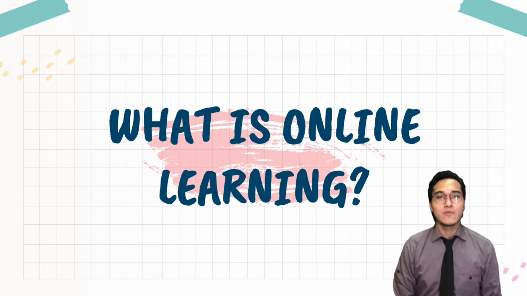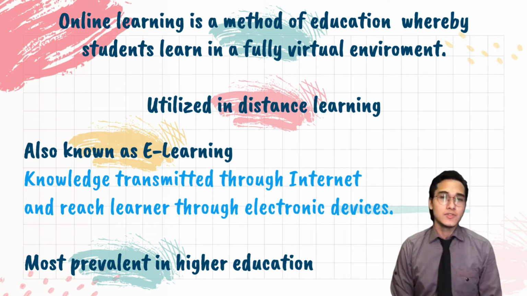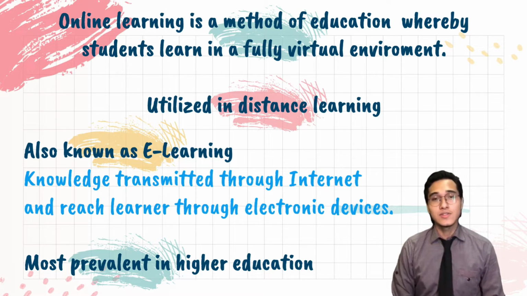First of all, before we look deeper into the topic, let's look at the definition of online learning. So, what is online learning? Online learning is a method of education whereby students learn in a fully virtual environment. First introduced in the 1990s with the creation of internet and utilized in distance learning. So it comes after the existence of internet and is being used to conduct learning sessions even from different areas.